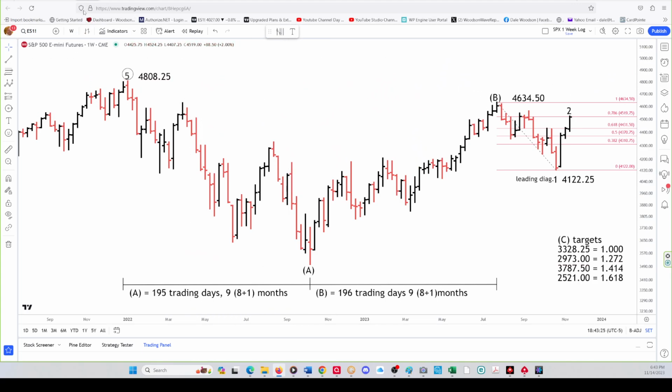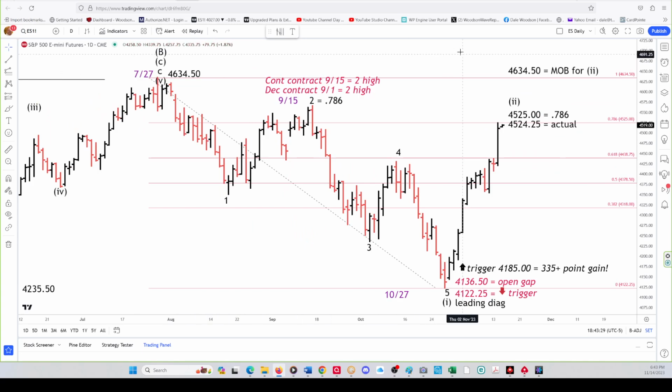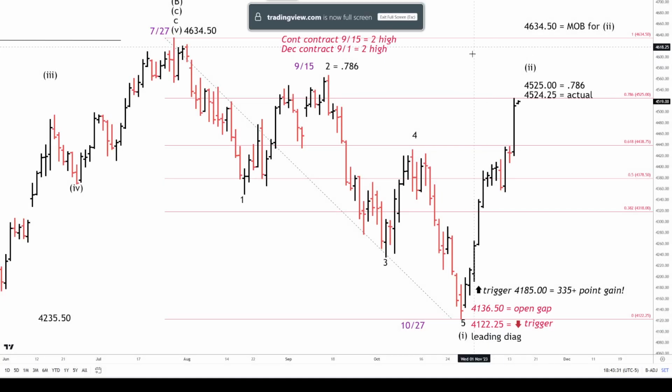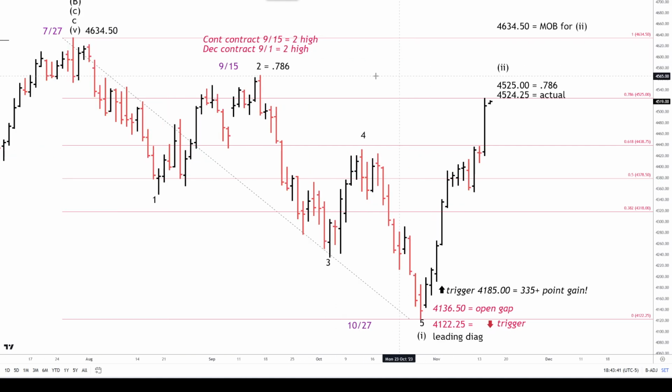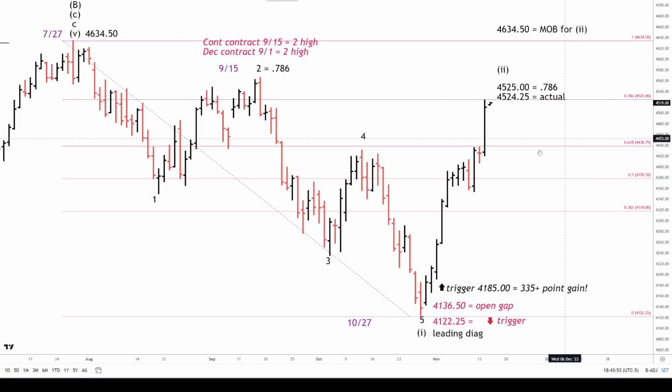Okay, that's the ES on a weekly chart, and let's go to the daily. We'll get this into view here. By the way, there's a little bit of divergence between the continuous monthly contract and the December contract, which is the current one. One of them has a high on 9/1, that's the December contract, and the continuous monthly has a wave 2 high on 9/15. Not a whole lot of difference there, but there is a difference.